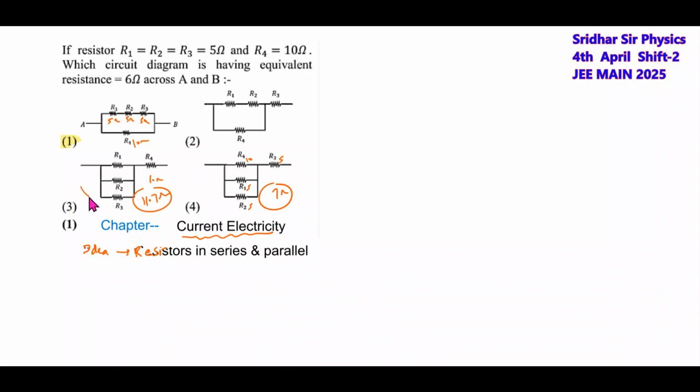So these are ruled out. Now come to this one. R4 is 10 and this is 5, and this is 5. So 10 ohm parallel to this will be 5 ohm. 5 ohm plus 5 ohm will be 10 ohm. But what is the effective resistance needed? 6 ohm. Okay, now you can get this one: 5 by 3 parallel to 10 ohm.